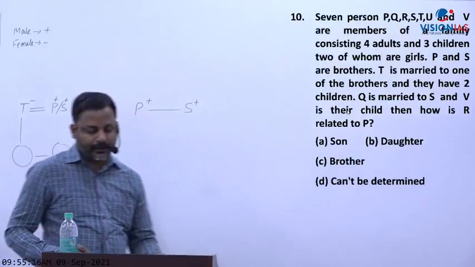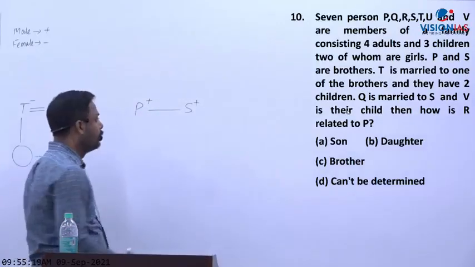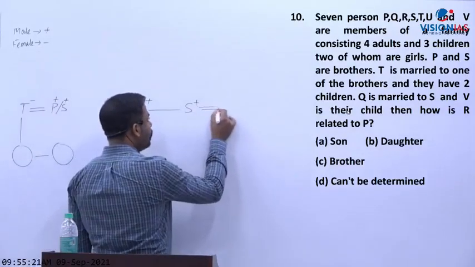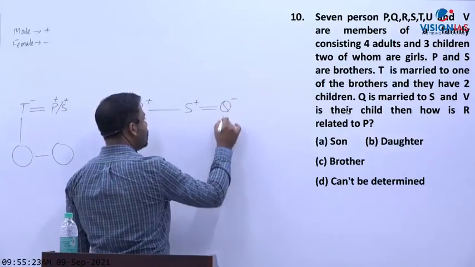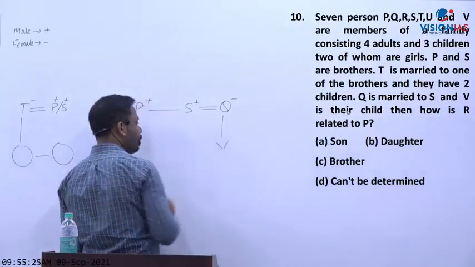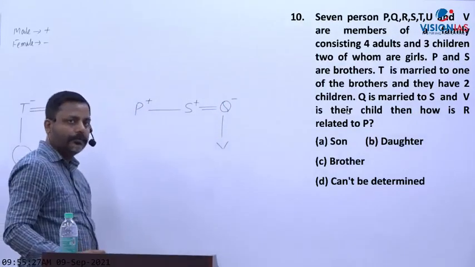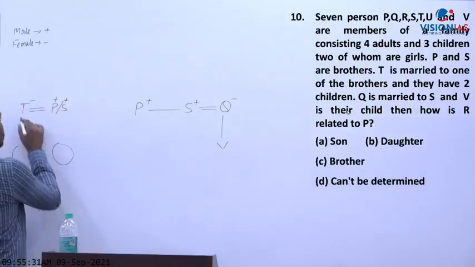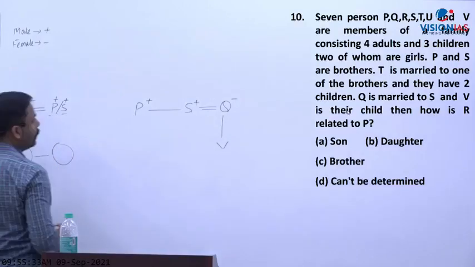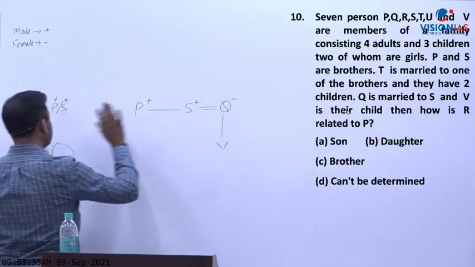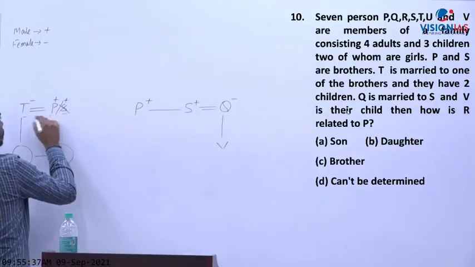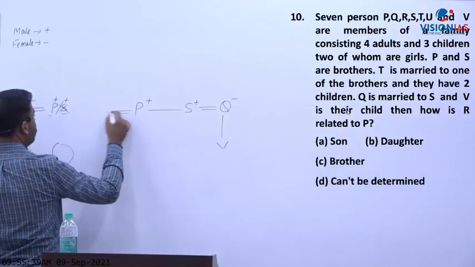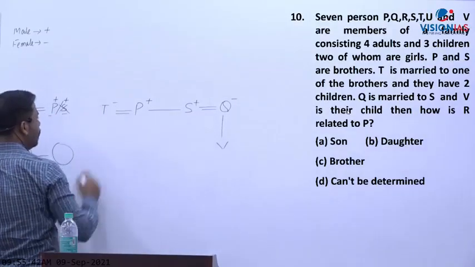Q is married to S and V is their child. So V is child of S and Q. Now since T is married to one of the brothers, and S got married with Q, we can clearly say that T and P are married couples. And they have 2 children.